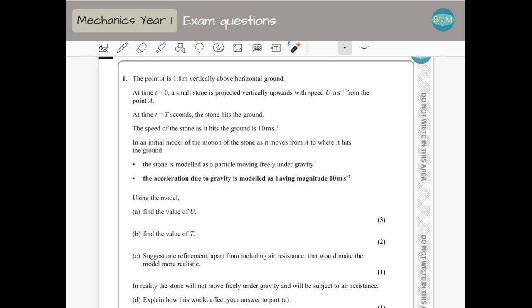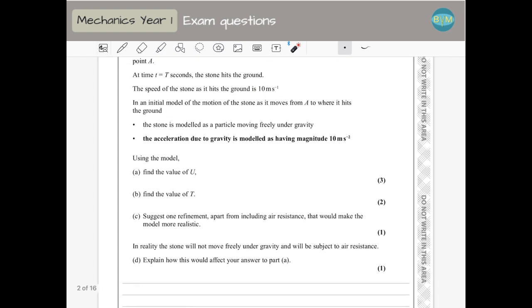Hello, this is question 1 on the Mechanics AS level paper from Edexcel from June 2022. You have a point A which is 1.8 meters vertically above horizontal ground. At time t equals 0, a small stone is projected vertically upwards with speed u from the point A. At time t seconds it hits the ground. The speed of the stone when it hits the ground is 10 meters per second.